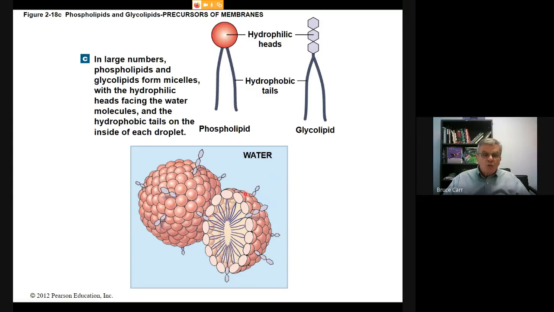But the outer surface of this micelle is the hydrophilic ends of these molecules, the phospholipid and the glycolipid. So water next to this is very stable. So we have a problem with lipids. We can't make them mix, but they have to be stable in water solution. It is the phospholipid and glycolipid that illustrate how this is possible.